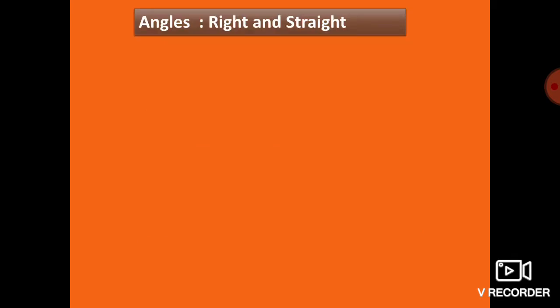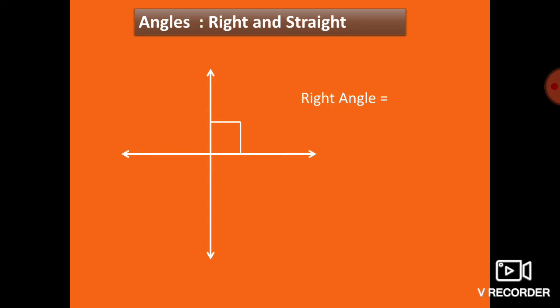Okay. Next we have to study angles. We know what is an angle. Here we study about right angle and straight angle. Here you can see two lines meeting at a point. Now here a mark is there, that is a rectangle or a square. We use this shape for marking a 90-degree angle, that is a right angle.